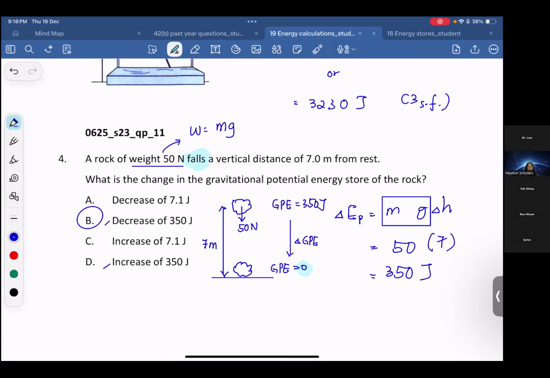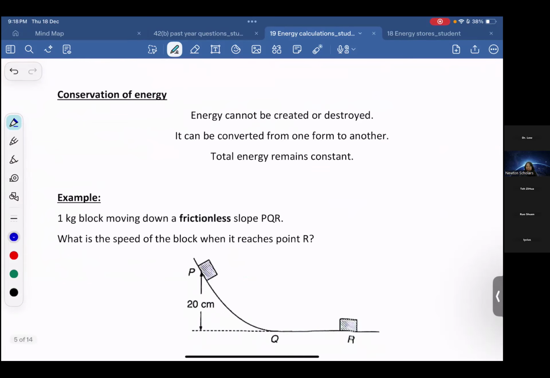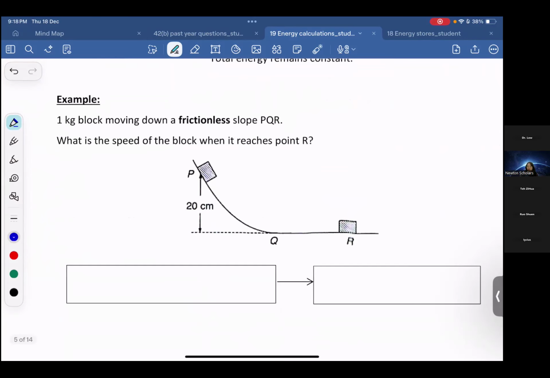Okay, until here, any question? No question. We are going to page number 5 right now. Okay, only Crystal says okay. Here, conservation of energy. Just now we learned about the theory of energy from one form to another form, from one store to another store. Total energy still remains the same. So now we are applying the formula to do some calculation.